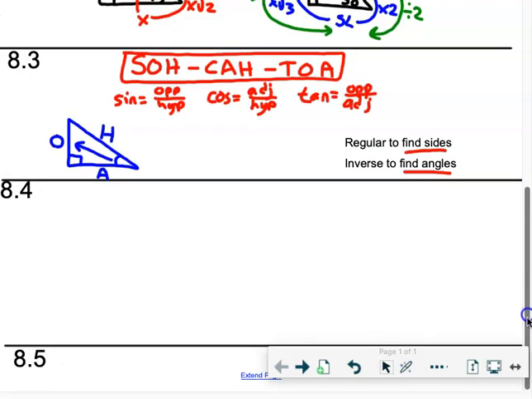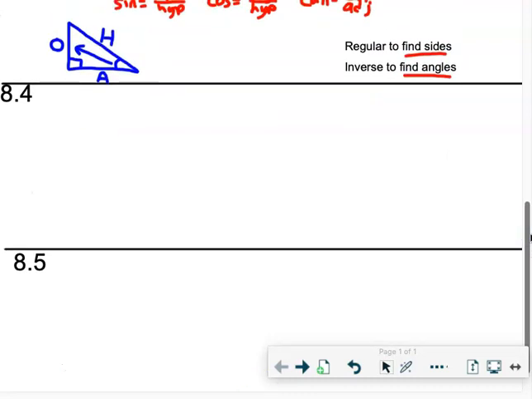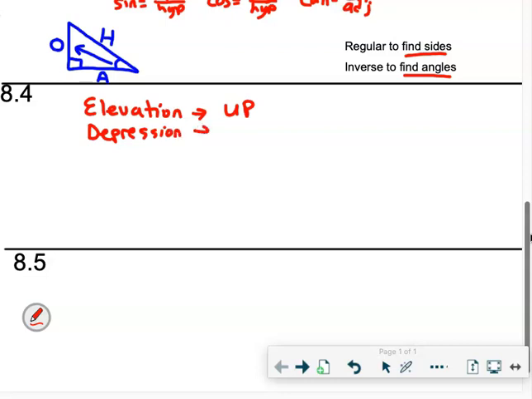8.4 was about angles of elevation and angles of depression. Angle of elevation means up. Angle of depression means down. So there are some problems where you have to solve and set up and maybe even draw your own pictures to help answer word problems.